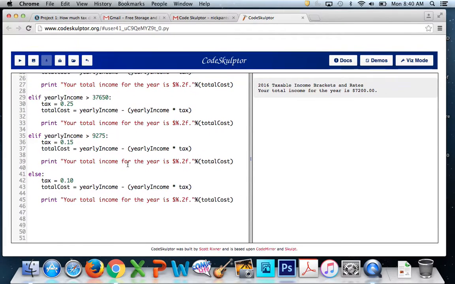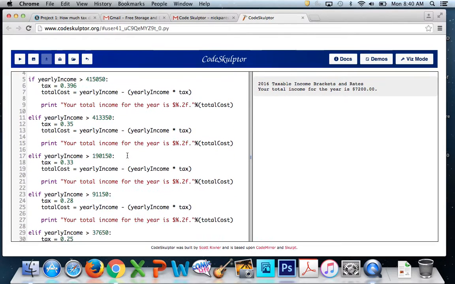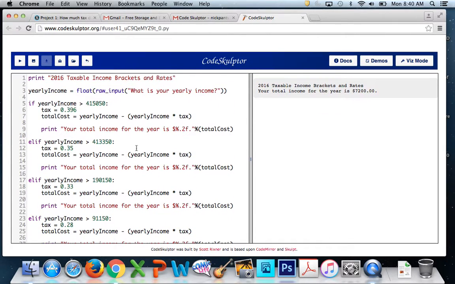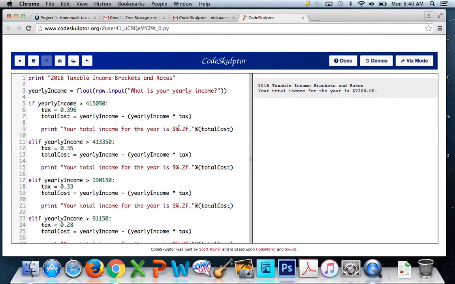So that is how the tax of each income was determined, and showed the total cost of the 2016 taxable income brackets and rates.